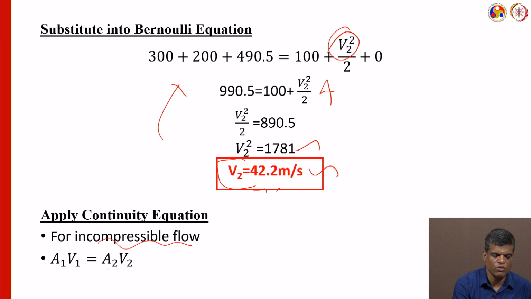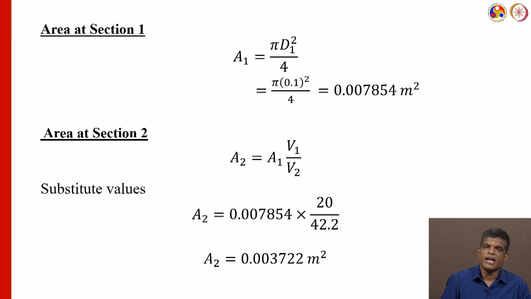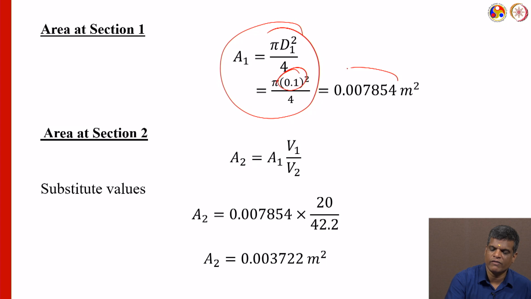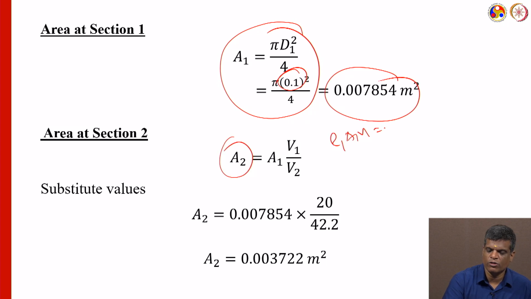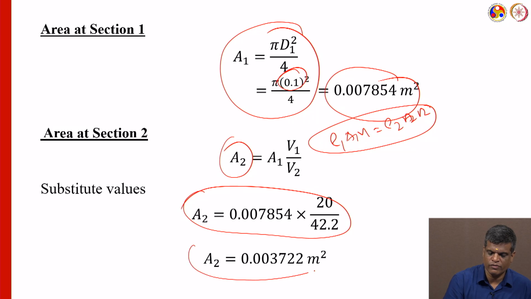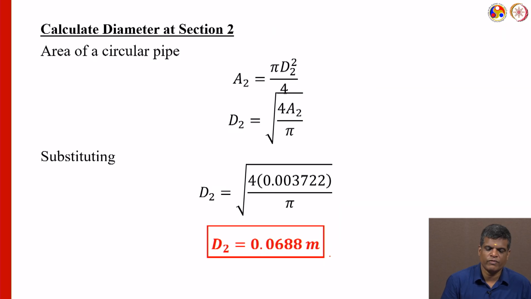So, for incompressible flow, we always use A1 V1 equal to A2 V2 for the continuity equation. Now, what is the area at section 1? A1 is pi D1 square by 4, D1 is already available, calculate the value. So A2: because they are using rho 1 A1 V1 equal to rho 2 A2 V2, this is called the continuity equation. From there we can calculate A2. A1 is already there, A2 is there. If you know A2, from there we can calculate D2, because they are asking at the end of the problem, what is the diameter D2.